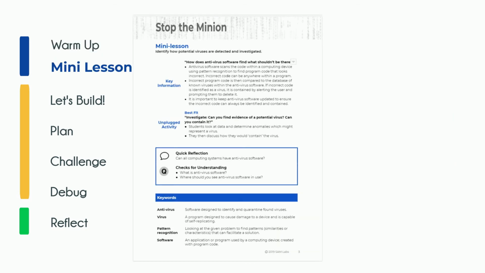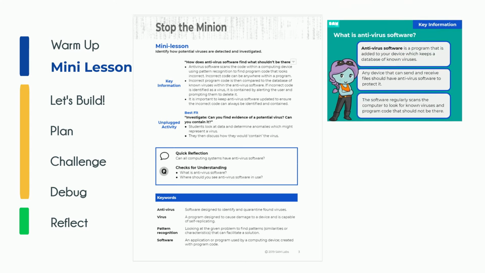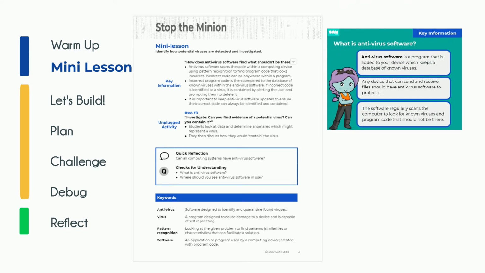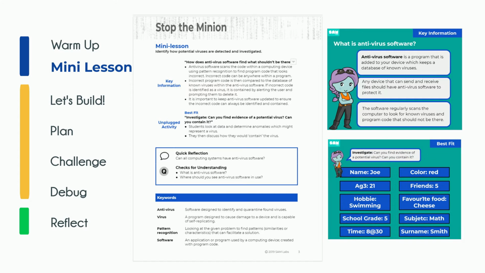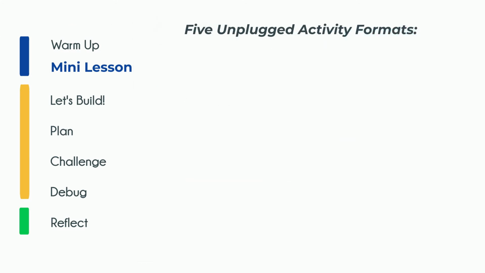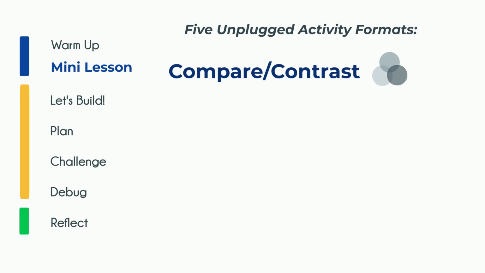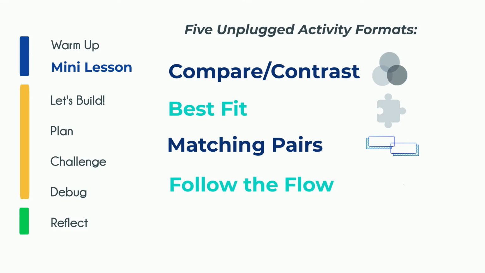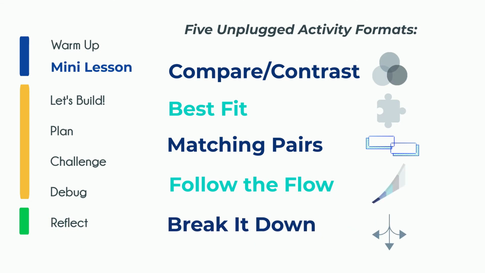The mini lesson builds on the learning from the warm-up, consolidating computing knowledge for students with additional information. The mini lesson is also including an unplugged activity. 5 activity formats are used in total. They include compare-contrast, best fit, matching pairs, follow the flow, and break it down.